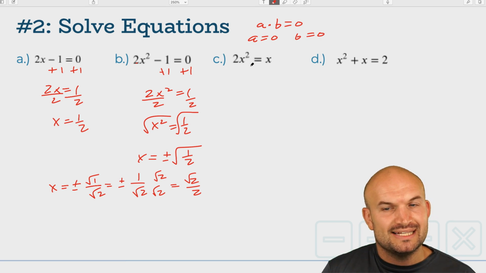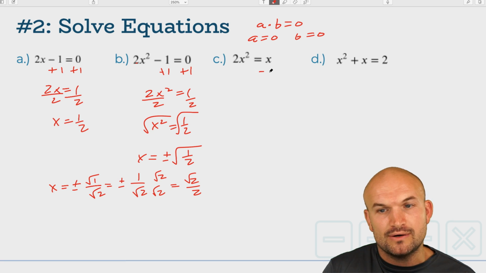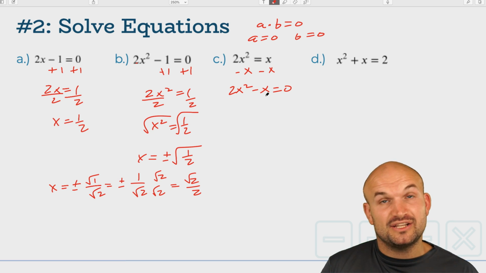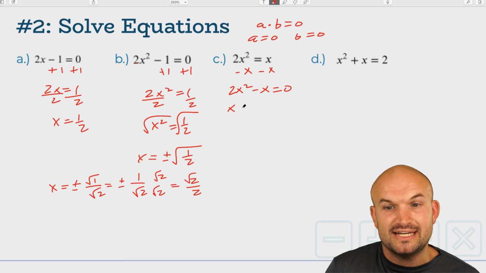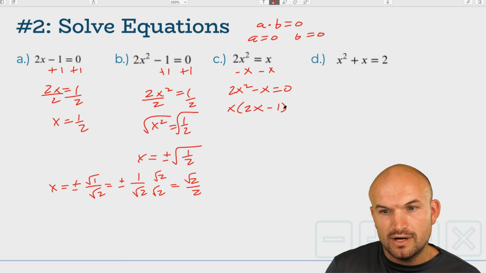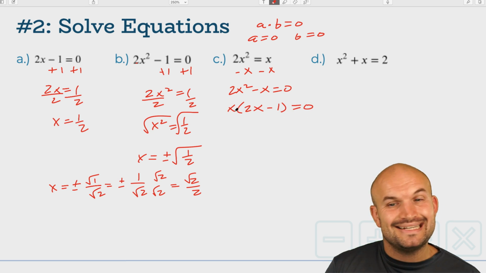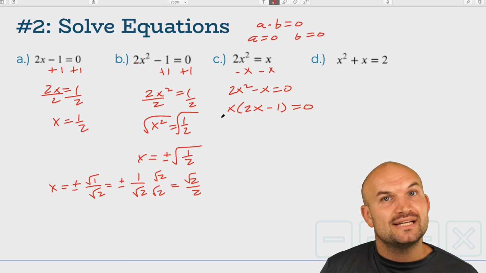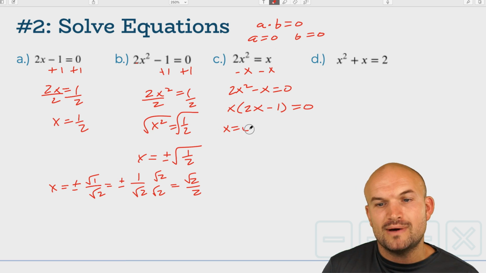So what I'm going to do is I'm going to set this equation equal to 0. And I'm going to do that by subtracting the x to the other side. Now I'm going to factor it, basically factor out what they have in common, which in this case is an x. And then I'll have a 2x minus 1 equals 0. Now you can see that I've taken my expression, I've rewritten it as a product, and now I can just apply the zero product property. So x equals 0 and 2x minus 1 equals 0.